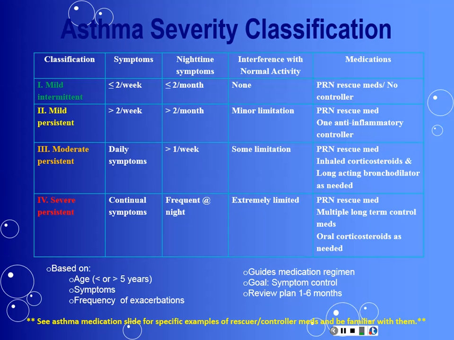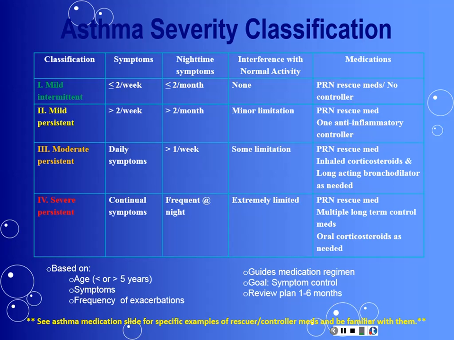So there's different levels of severity when we're talking about asthma. Mild intermittent means that they've only got a rescue med. They don't have controller meds. Their asthma doesn't interfere with normal activity. When we're talking about these classifications, it's all about how it affects their daily life and their activities of daily living. So my symptoms are less than twice a week. My nighttime symptoms are less than twice a month.